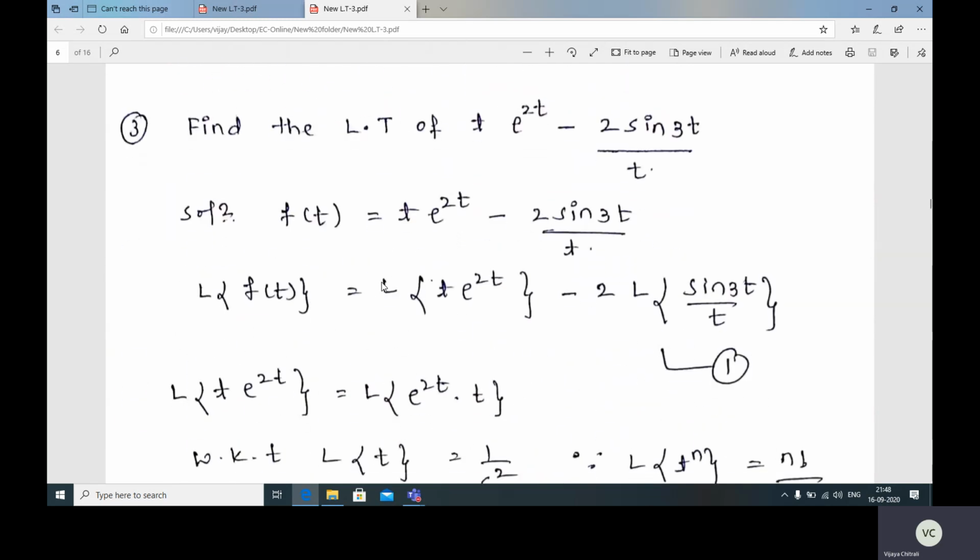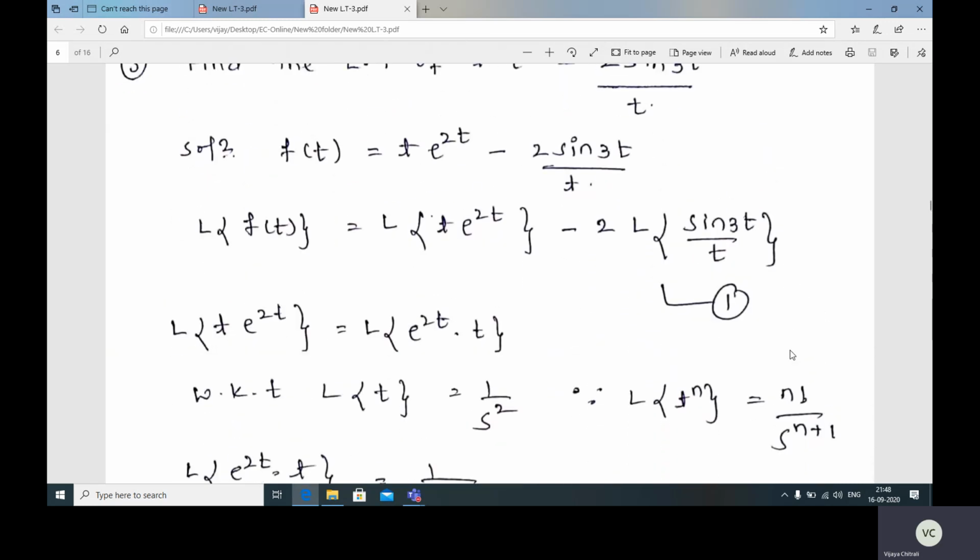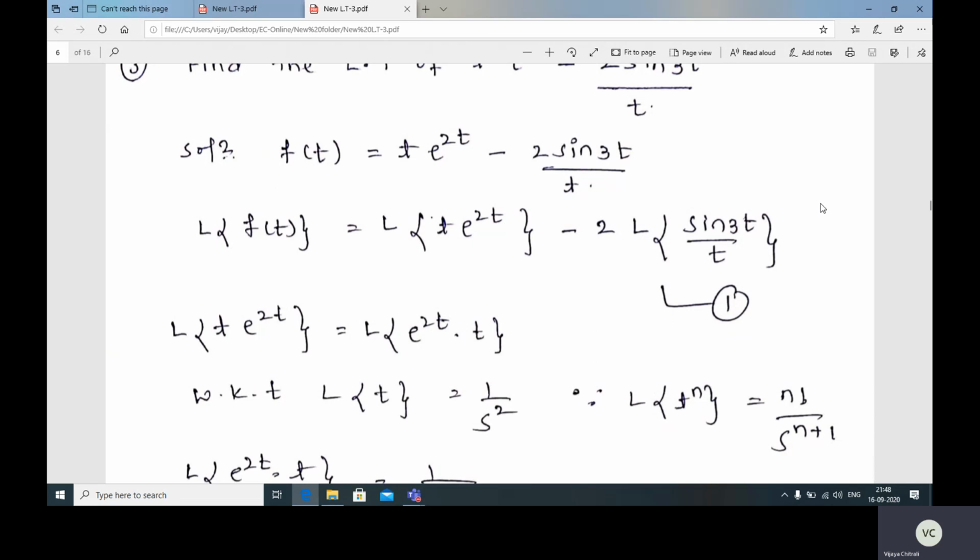Move on to the next example. Find the Laplace transform of t e^(2t) − 2 sin 3t divided by t. So f of t is t e^(2t) − 2 sin 3t divided by t, and we want the Laplace transform of this function. So the Laplace transform of f of t is equal to the Laplace transform of t e^(2t) minus 2 times the Laplace transform of sin 3t divided by t. Take this as equation 1. So we need to find these two terms, right?